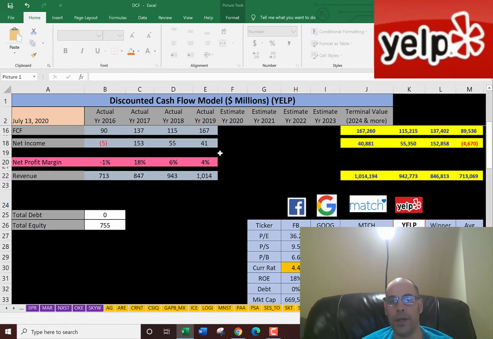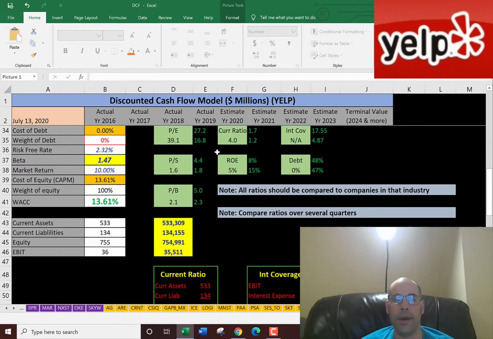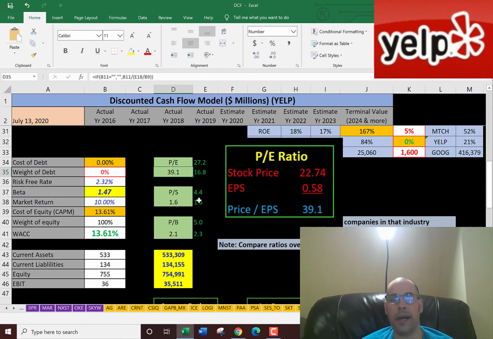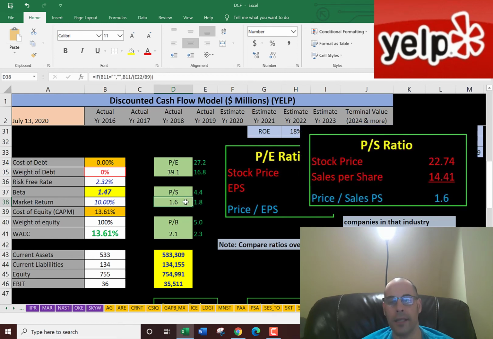Let's look at the financial ratios to get more information. They don't have a good PE ratio. That's price of stock over earnings per share. I like to see under 15. They're at 39.1. They have a good price to sales ratio of 1.6. That's price of stock over sales per share.